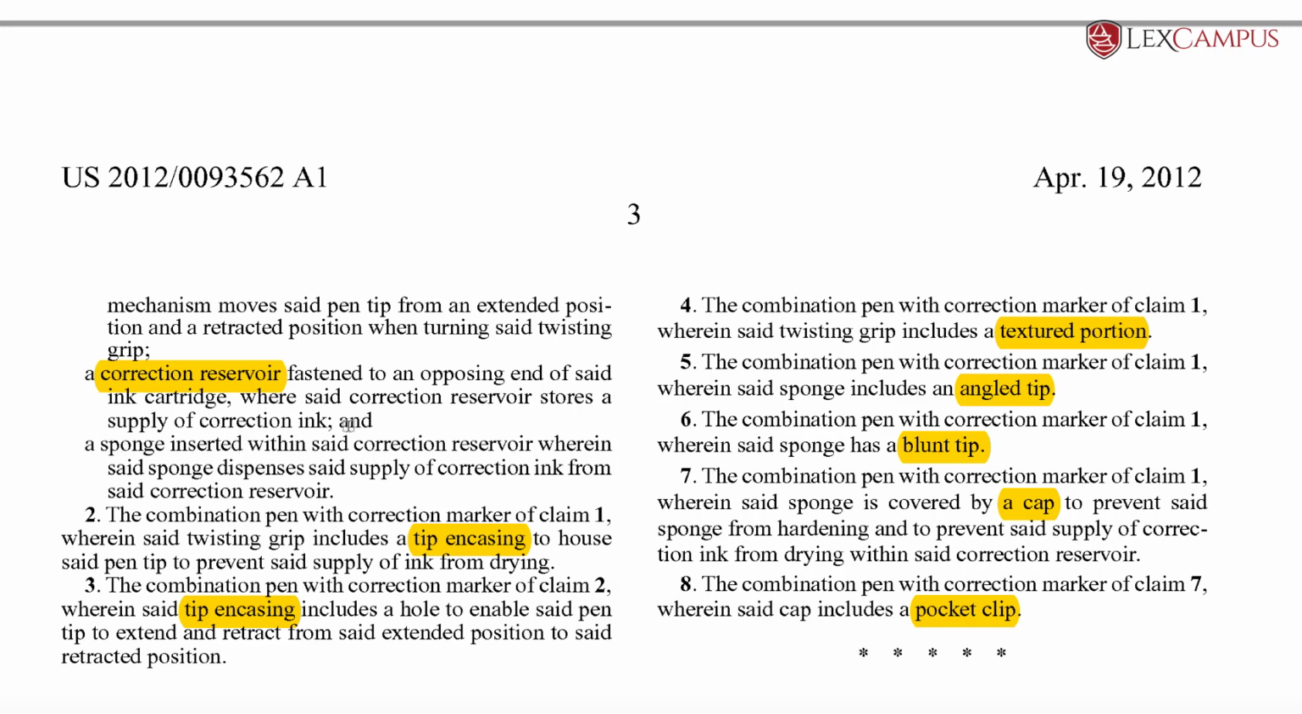And finally, you can see the "and" here. So the "and" tells us that the elements are coming to an end. It's a closed set of elements. And a sponge inserted within the said correction reservoir, wherein the said sponge dispenses said supply of correction fluid from the said correction reservoir. Now, this completes the invention.